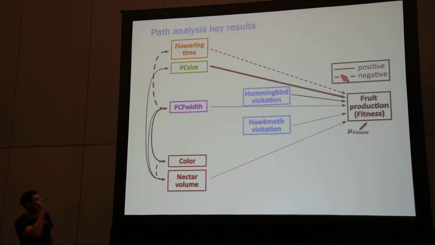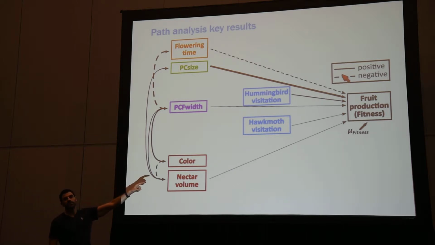Okay, so here's what our data look like. The first thing to note is that there is a direct relationship between flowering time and fruit production, and it's a hashed line indicating a negative relationship. So earlier flowering plants produce more fruits. That's a pretty typical result that we see in plant selection work. Also, plant size, width, and nectar volume all have direct positive effects on fitness. And of course, not surprisingly, both pollinators also positively influence fitness.